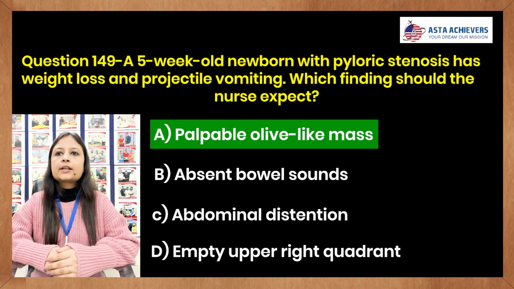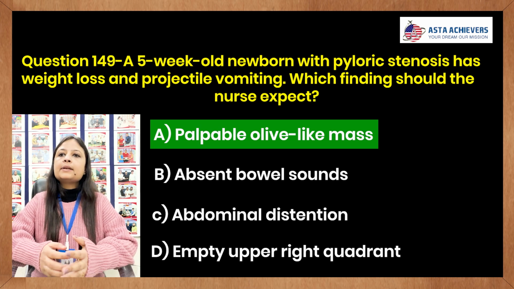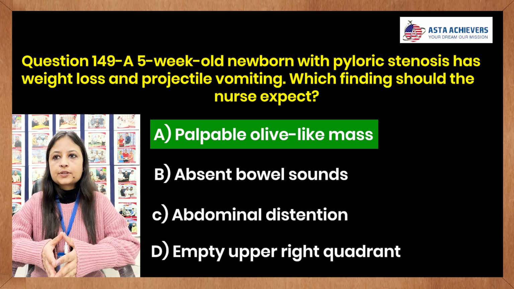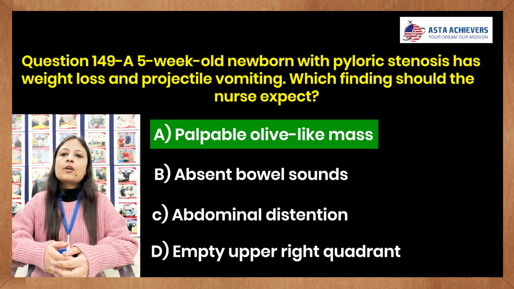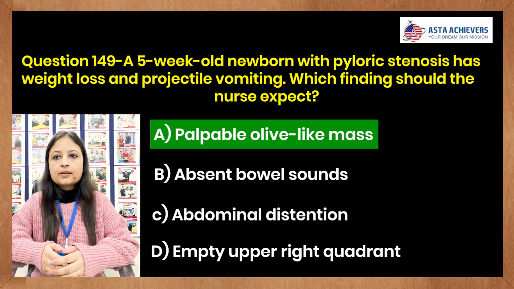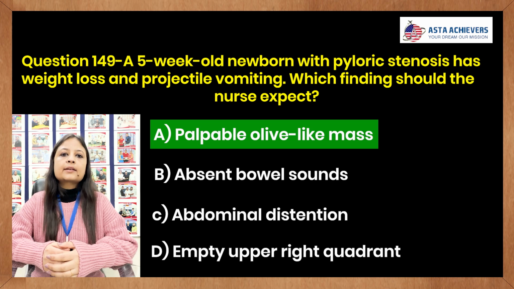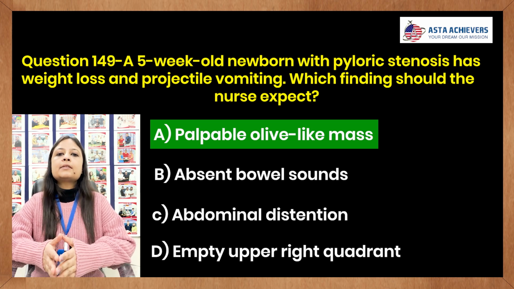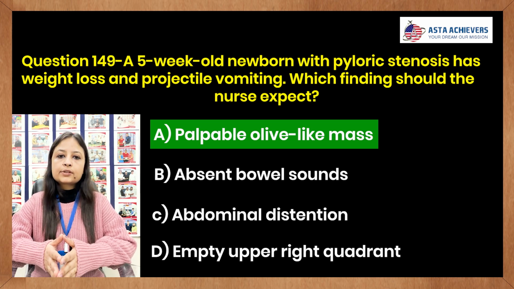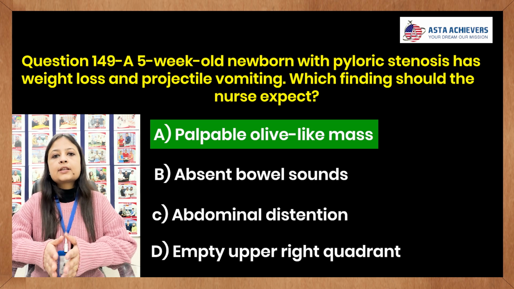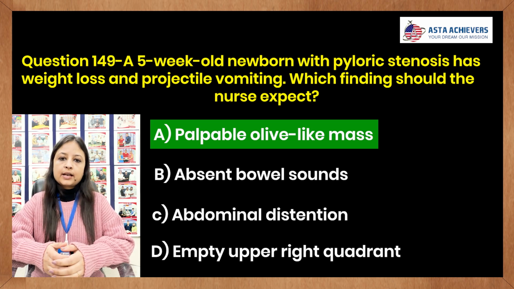Question number 149. A 5-week-old newborn admitted pediatric ward with the pyloric stenosis. So the newborn has the weight loss and projectile vomiting after feeding. So which of the following finding in the physical examination should the nurse expect? So option A, palpable olive-like mass. Option B, absent bowel sounds. Option C, abdominal distension. And option D, empty upper right quadrant.